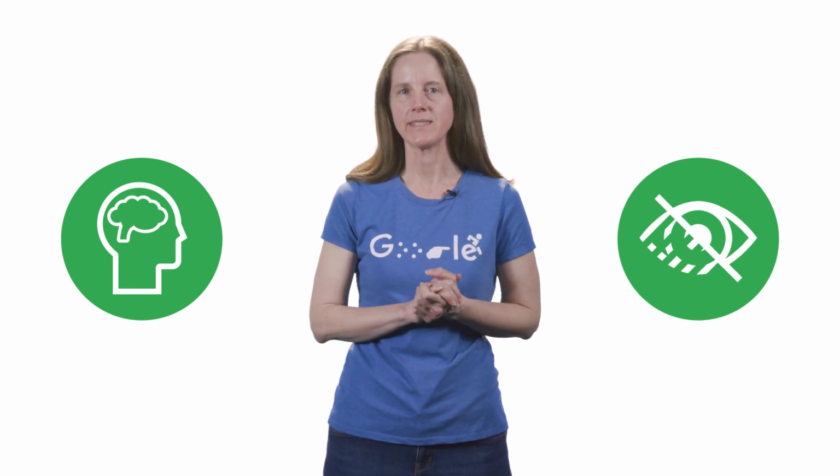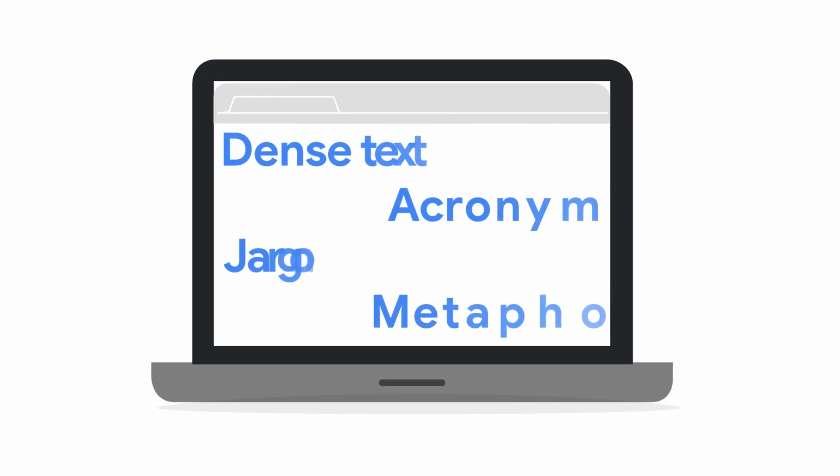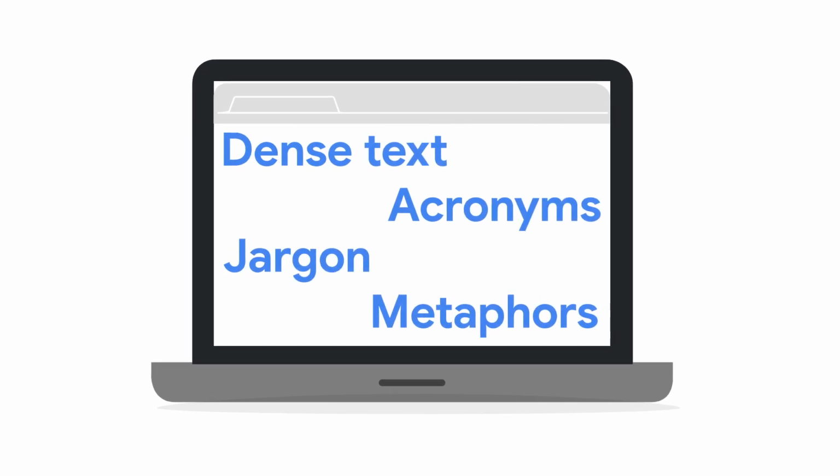Most writers know the value of clear and concise writing, but why is it especially important for accessibility? For some readers, such as those with cognitive or visual impairments, clear and concise writing makes an even bigger difference. Dense text, acronyms, jargon, and metaphors can make documents and interfaces especially difficult to read.